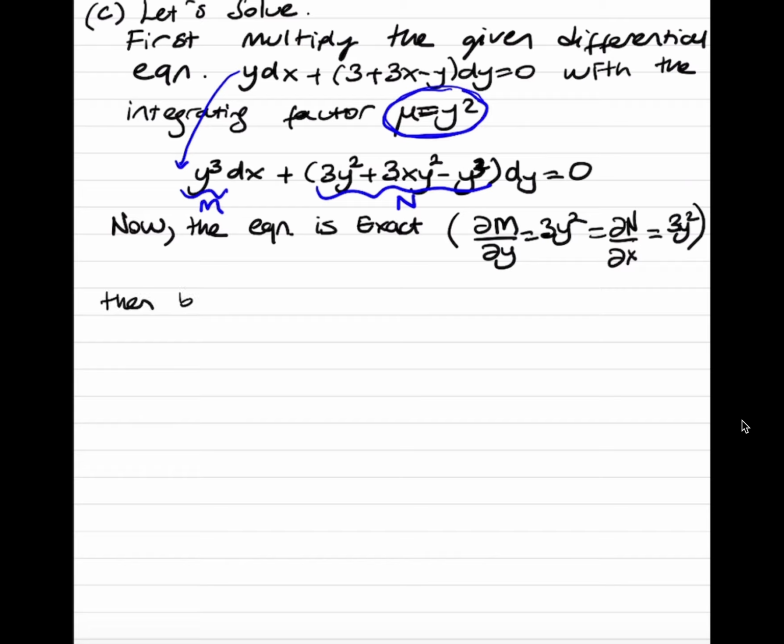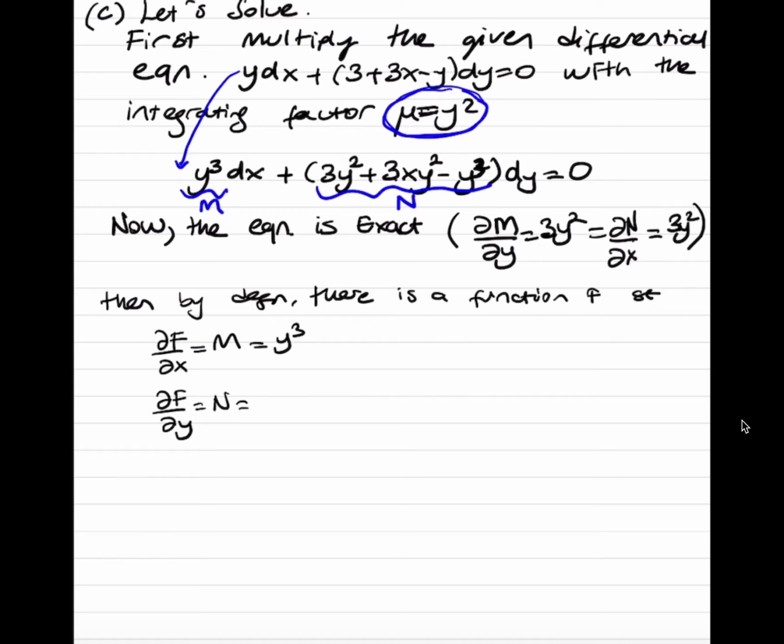Then, by definition, there is a function f such that del f over del x is equal to m, which is y cube, and del f over del y is equal to n, which is 3y square plus 3xy square minus y cube. So what we are going to do, we will choose one. You know that now we have m dx plus n dy is equal to df is equal to 0, it is exact. So how do we solve it?